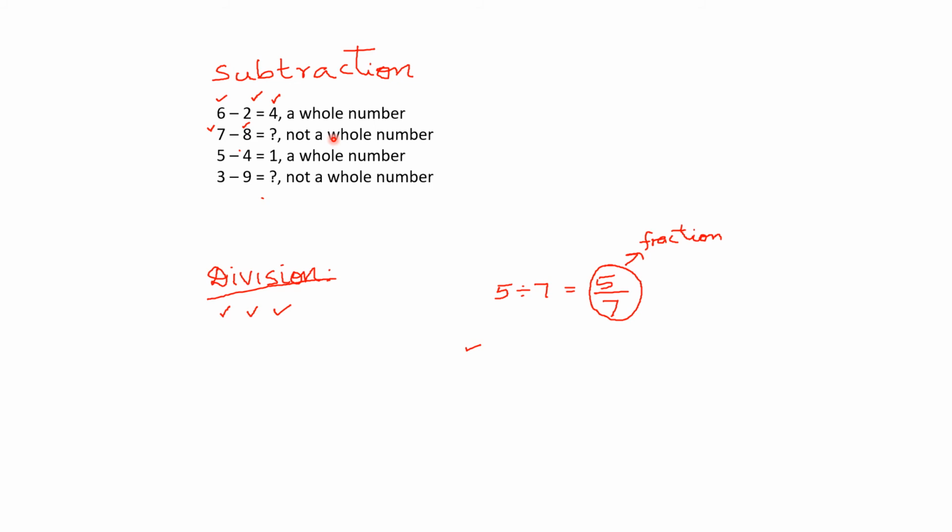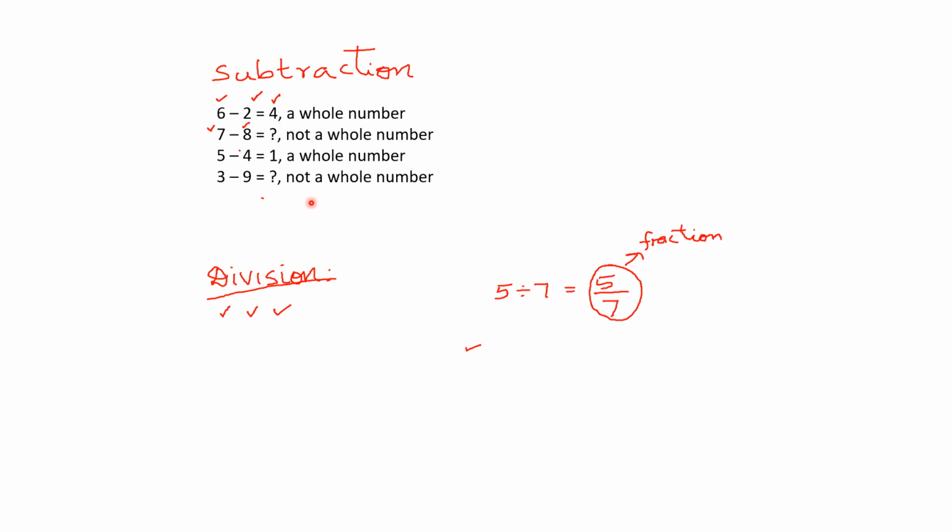Now look at the numbers. Are they all whole numbers? Yes, dear. I am asking you to write in notebook only. Subtraction, 6 minus 2 equal to 4. I have told you write subtraction. Under that you have to write 6 minus 2 equal to 4. 6, 2, 4. All are whole numbers.